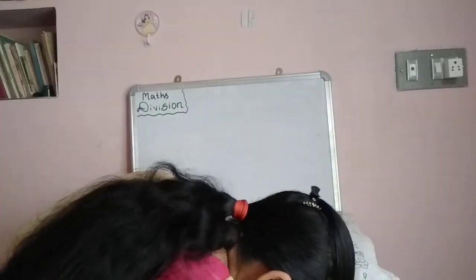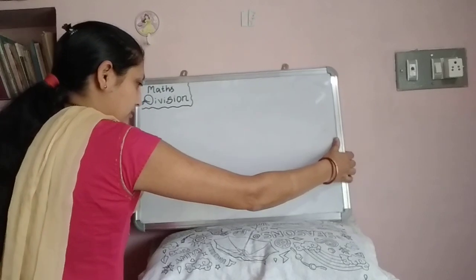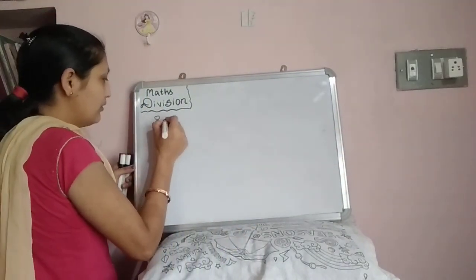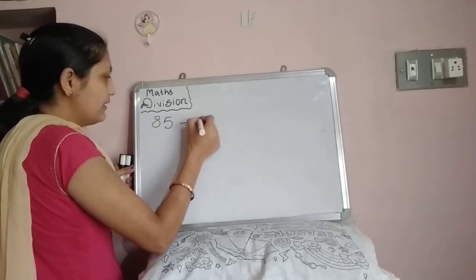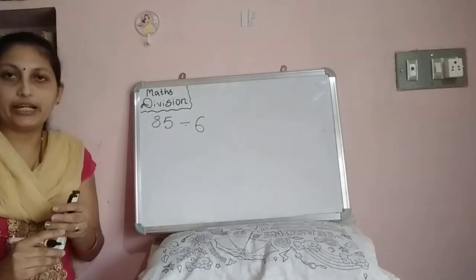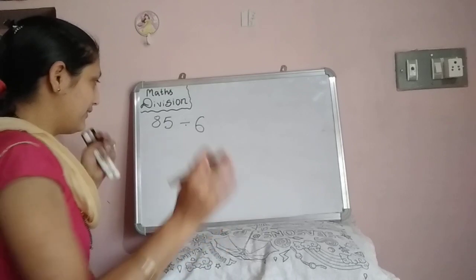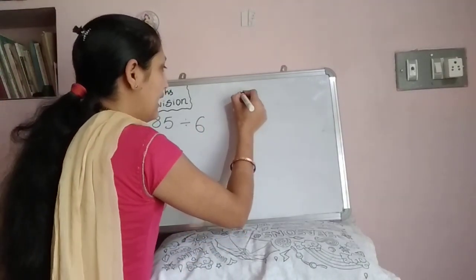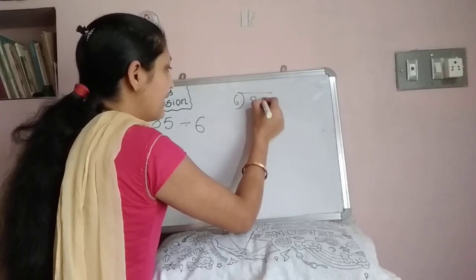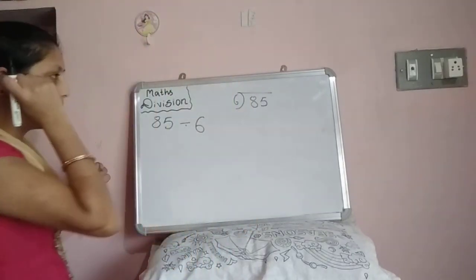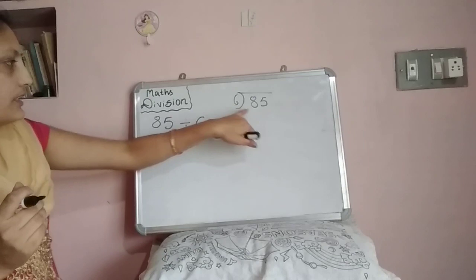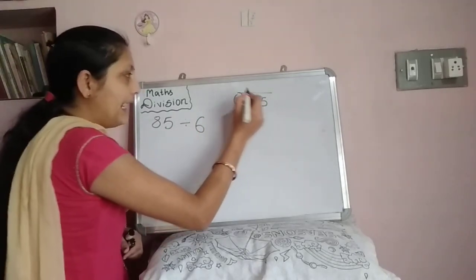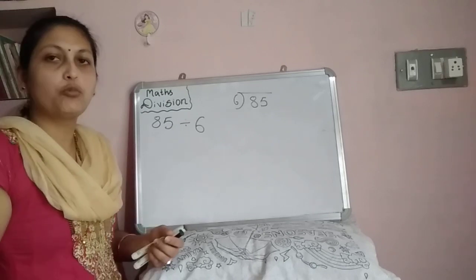So 85 divided by 6. Let us take 6 here and 85 inside. Okay, let us divide this number. So 8 you can divide by 6, but you will not get exactly 8 in the table of 6, isn't it? But what will you get?